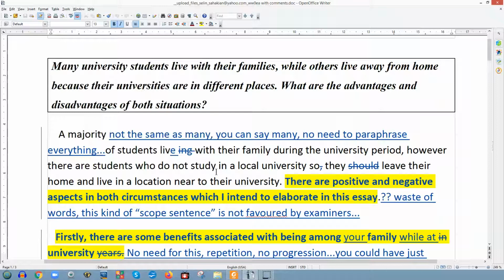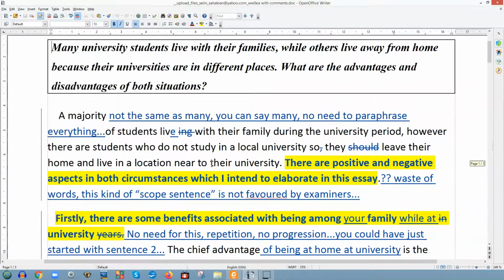So, many students live, not participle form, with their family during the university period. However, there are students who do not study in a local university, so they leave, not they should, surely leave their home and live in a location next to a university. So we've got university, university, university, three uses of the same word. I'll try and cut that out.